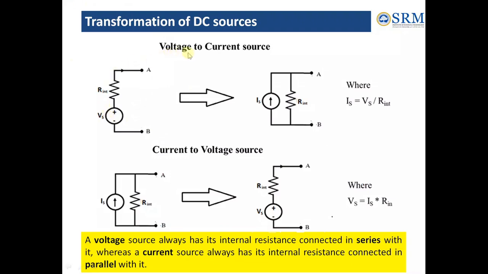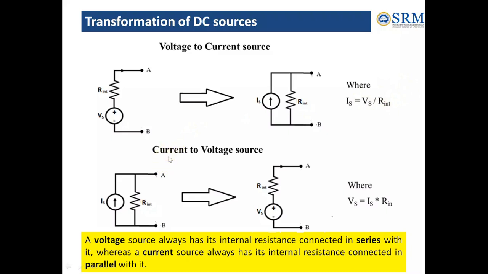So a voltage source can be converted to a current source. How? We know that a practical voltage source has a small internal resistance associated with it, connected in series. This can be converted into a practical current source connected in parallel with the small internal resistance, where Is is going to be Vs by R int by Ohm's law.